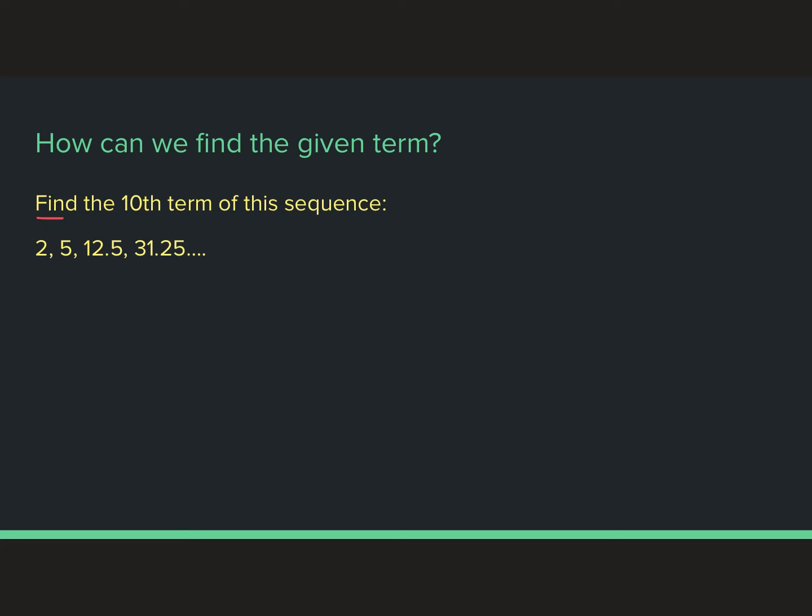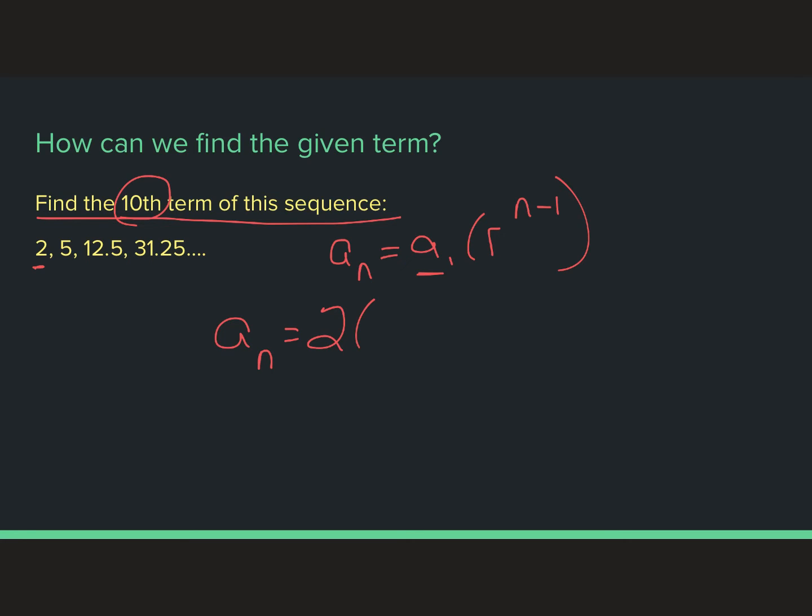So how can we find the given term? Well, we're going to find the 10th term of this sequence. So in order to do that, the first thing we need to do is write this as a function. So a sub n equals a sub 1 times r to the n minus 1. So our first term, it's very easy. We just go right here. It's 2. So I have a sub n equals 2 times.